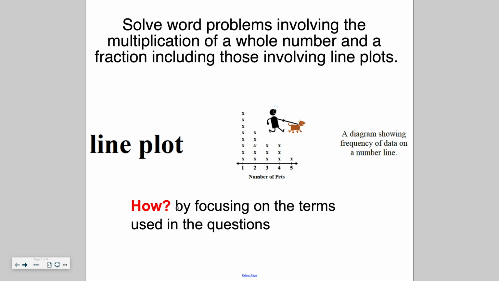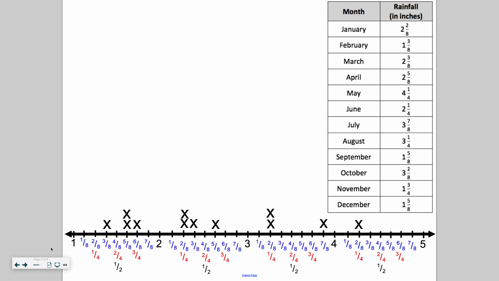So how we're going to do this is I want to focus on the terms used in the questions to help us, because not every question requires an addition or subtraction equation. You have to determine what operation is going to be used in the problem. So I'm going to start off here.